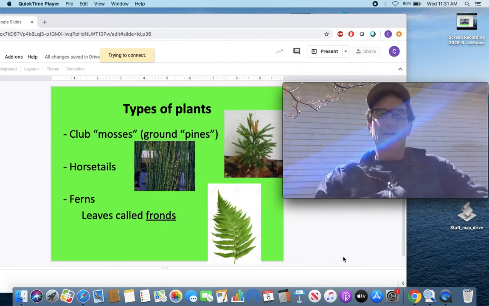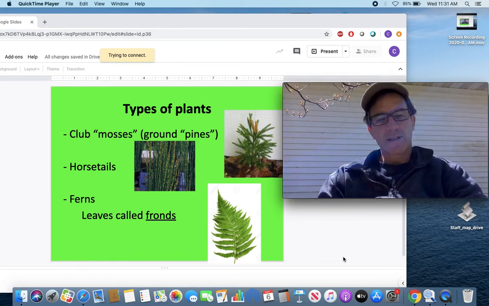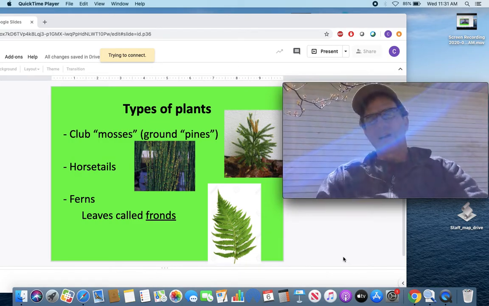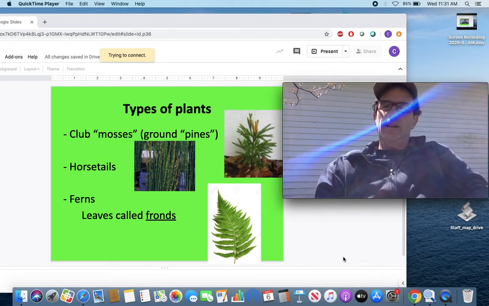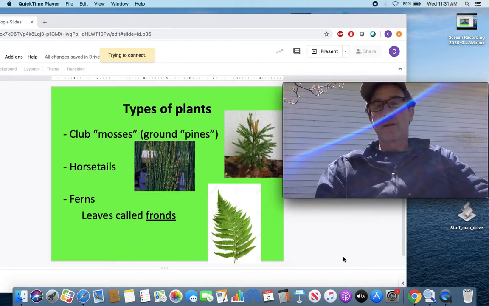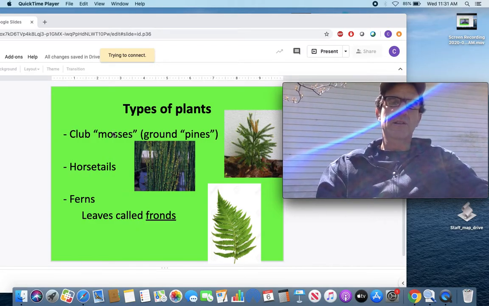On to types of seedless vascular plants. All right, there are three major categories of them. I can only show you one type here. There are a lot of these growing around the area. There's a forest not too far from my house where I could find some of these. You may be able to find some of them in your house or around your houses. So let's just talk about some of those here.